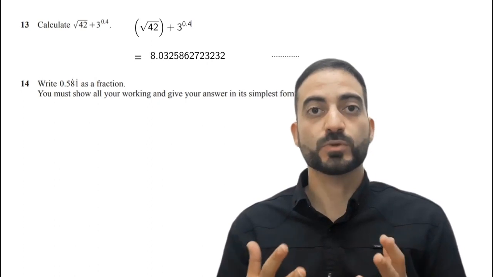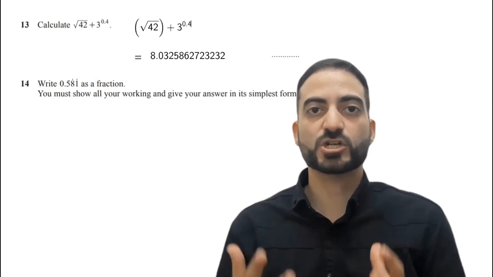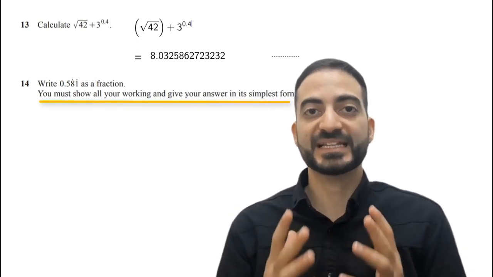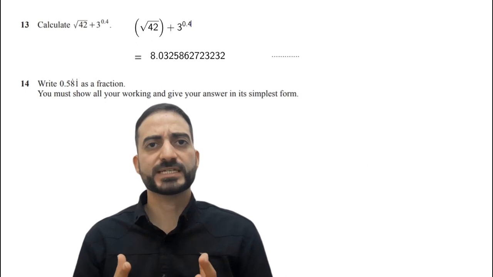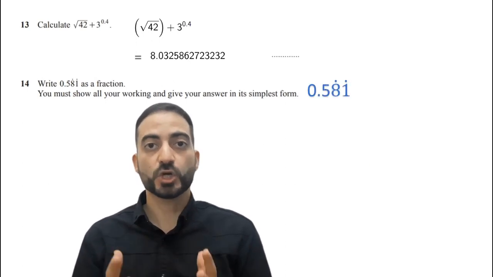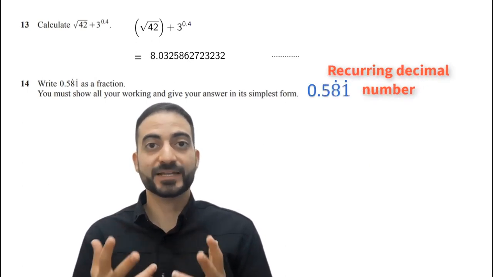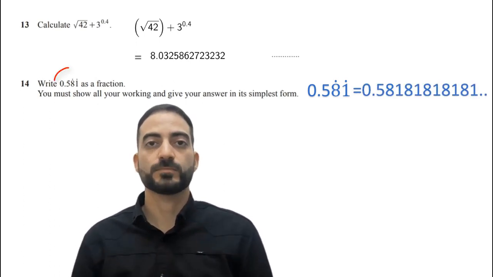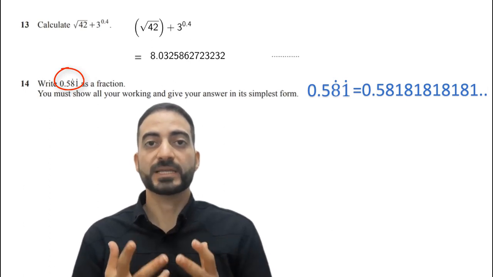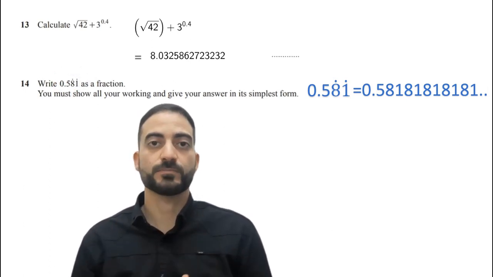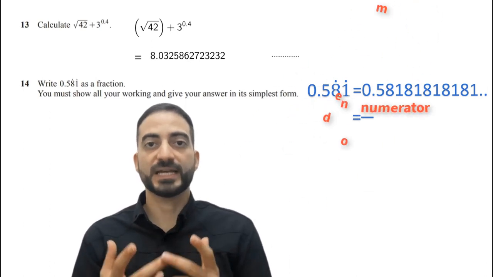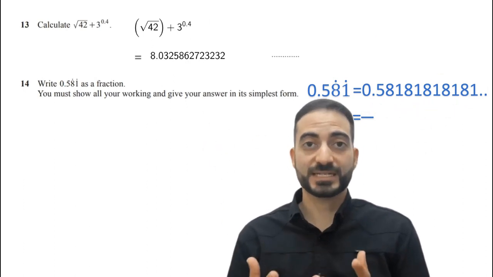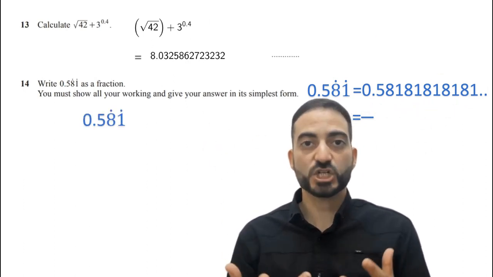It asks us to write 0.581 as a fraction. You must show all your work and give your answer in its simplest form. As we see, this number is a recurring decimal and is written in this form. But for brevity, it is written in this form. As we know, the form of the fraction is in this form, we must have a numerator and a denominator.